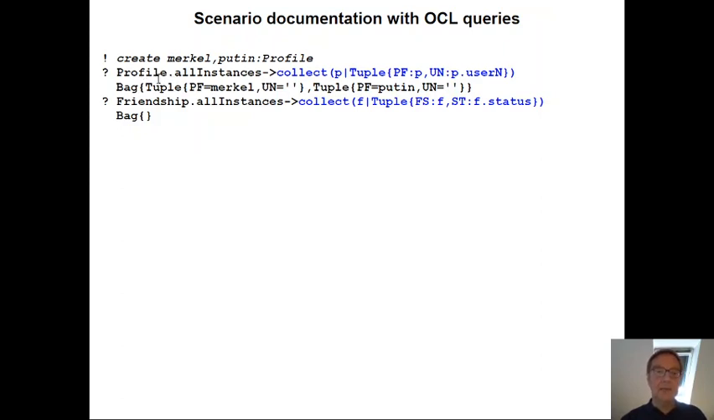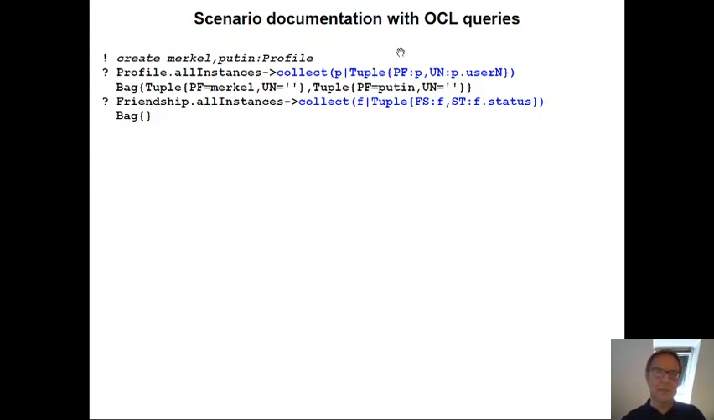The query that I'm stating is as follows. I'm stating here two queries. And in the first query, I'm accessing all profiles, Profile.allInstances. Then I'm collecting something. That's a collect operation on a collection of objects here. I'm performing the collect operation with the variable P, iterating over all the elements, over all the objects here. So with the P, I'm iterating over all the profiles. And what I'm now doing with the P is that I'm building a tuple.